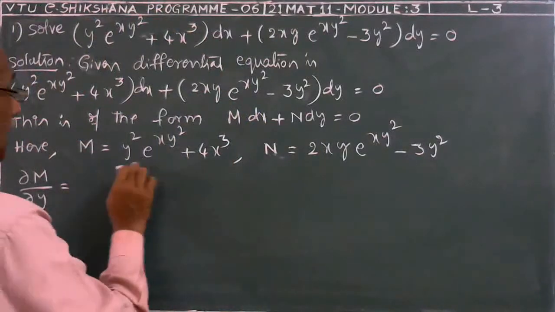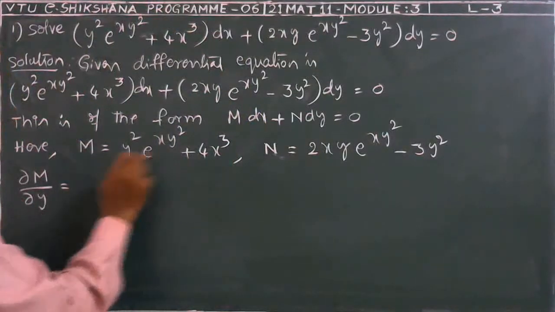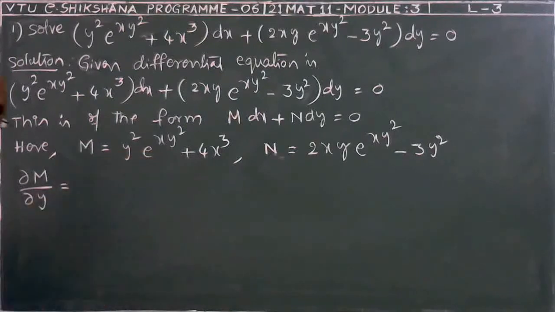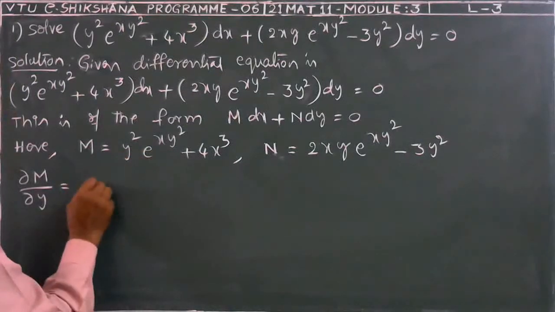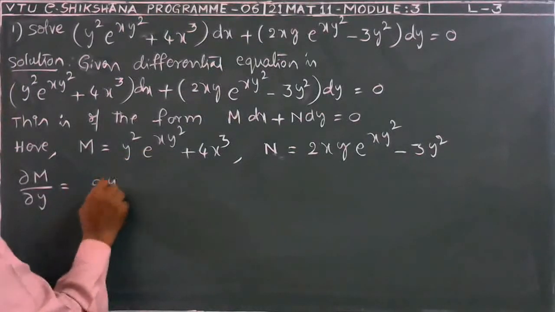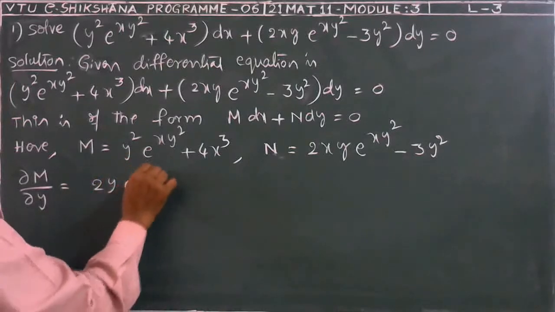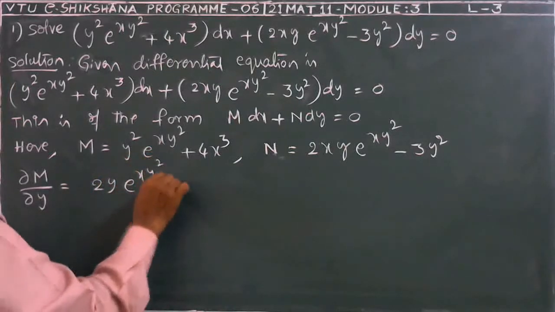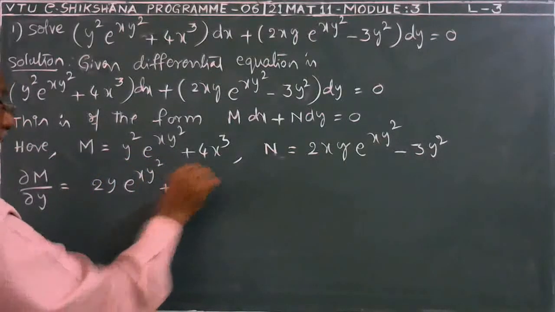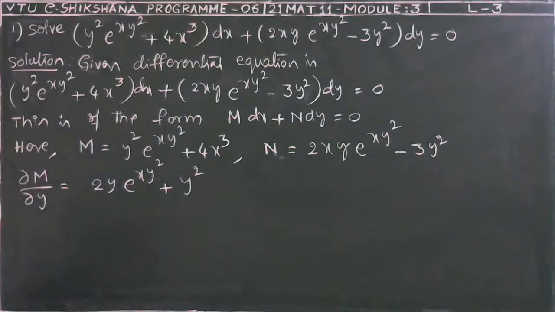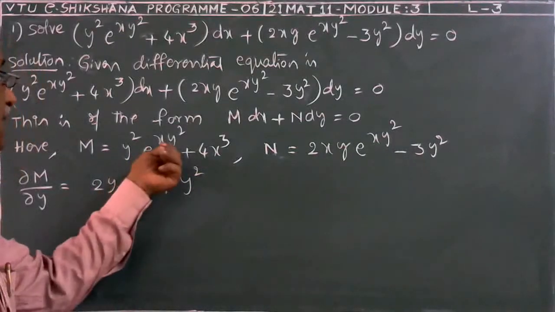Okay, so dou M by dou y. Now, y is there in both the terms, so we have to apply the product rule. So first, let me differentiate y square. So this is 2y into e power x y square plus y square. Now, with respect to y, x is constant.